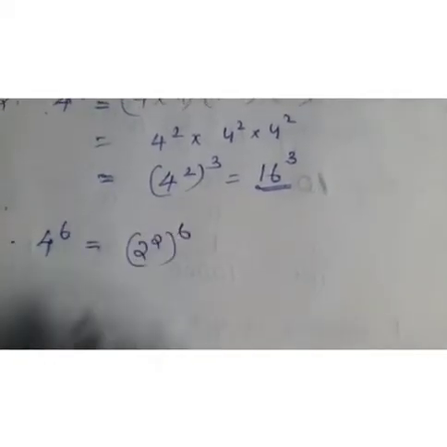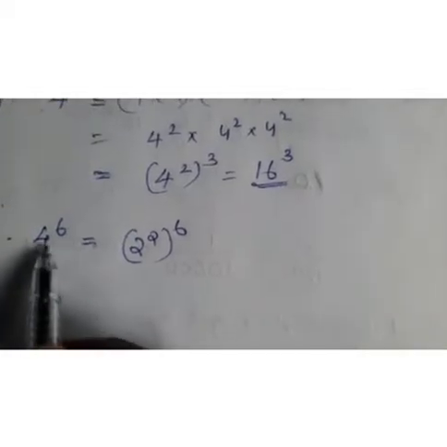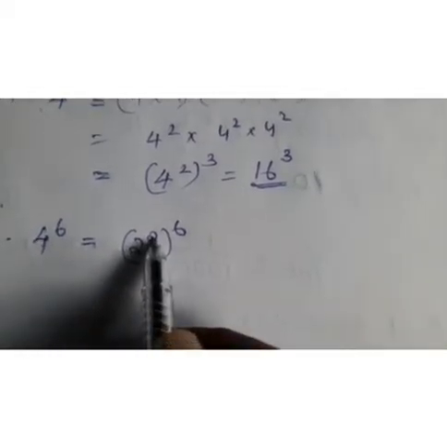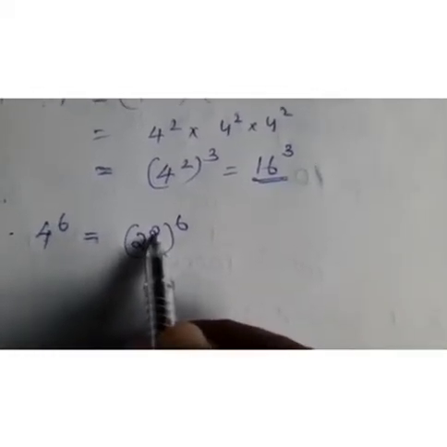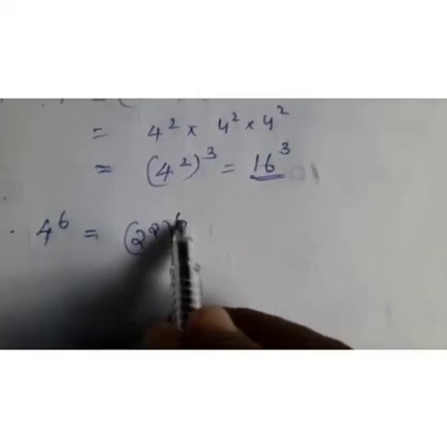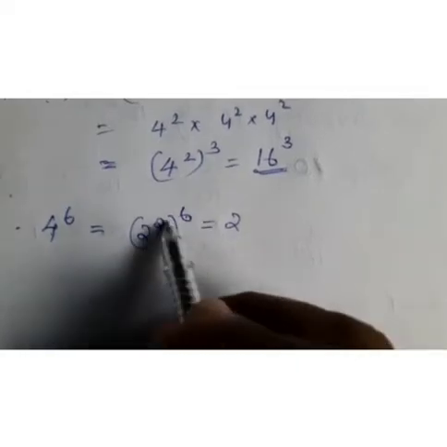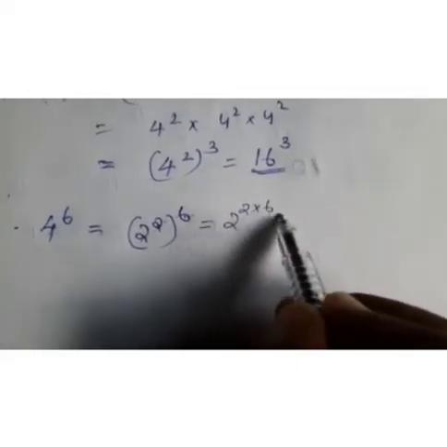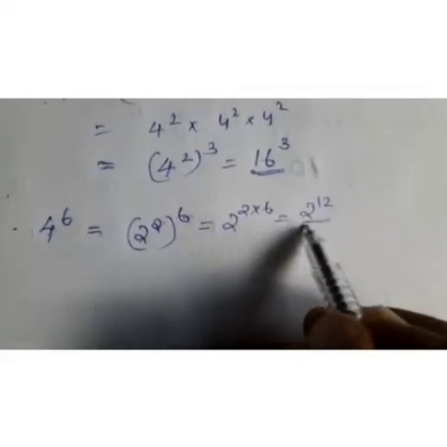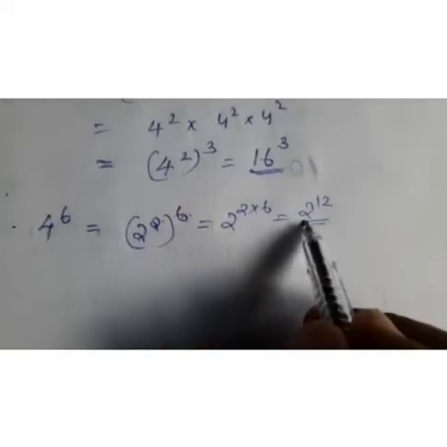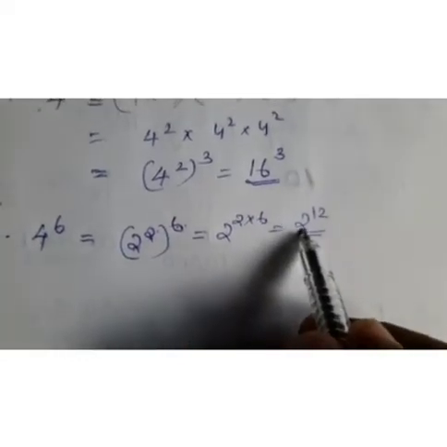Then 4 raised to 6. 2 is 2 into 2, that is 2 raised to 2. Then the power of 6 will be written. So 2 raised to 2 whole raised to 6. That is 2 raised to 2 into 6. We can write as 2 raised to 12. So 4 raised to 6 we can write as 2 raised to 12 also.